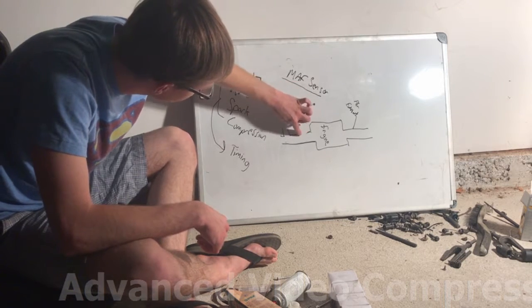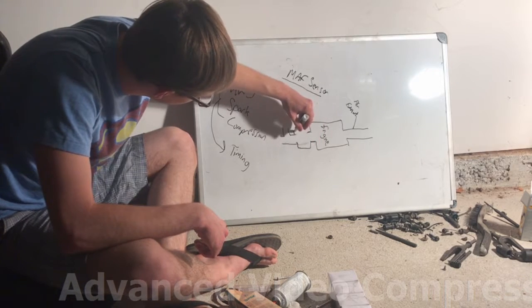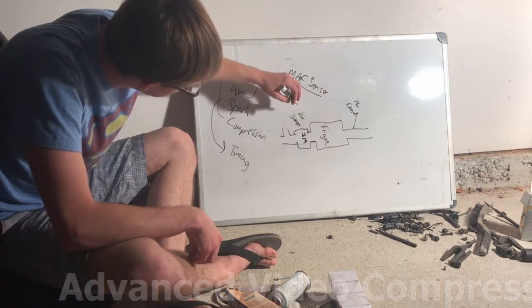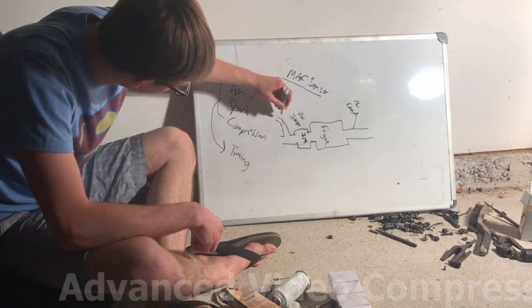So if we have our air intake, I'll go ahead and draw this out in a little more detail. We actually have our intake manifold. I'm going to call that IM. And the MAF sensor is generally going to be just before this intake manifold.